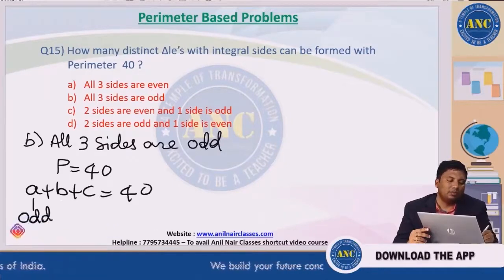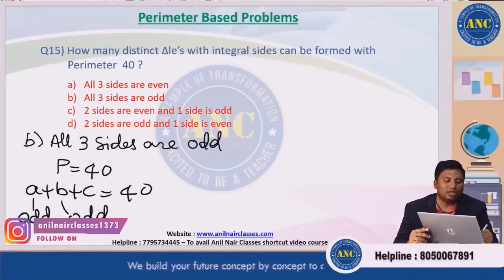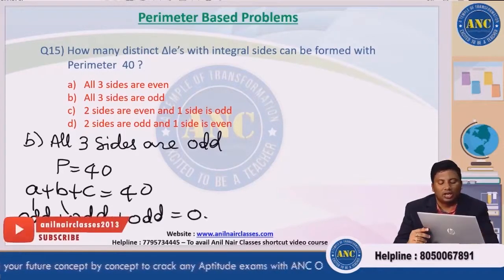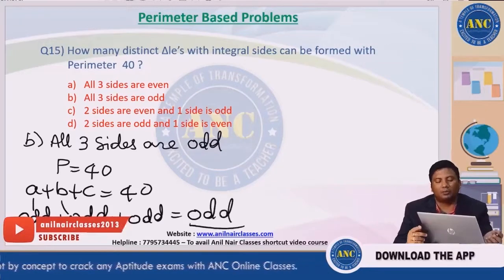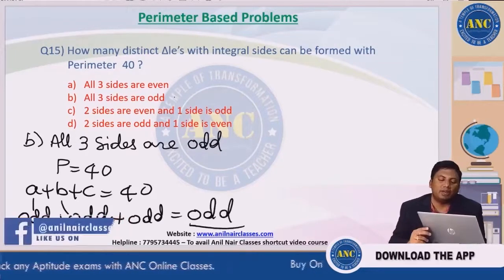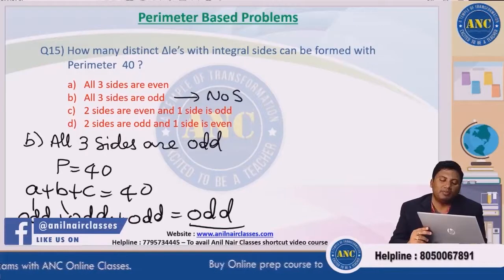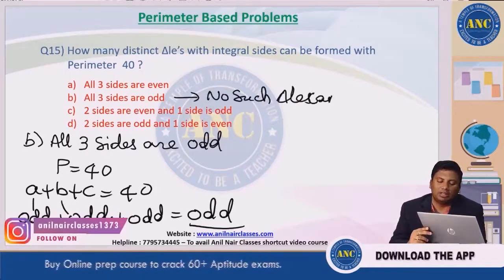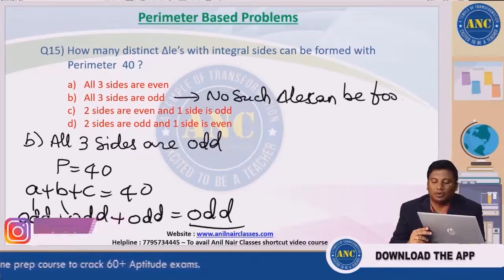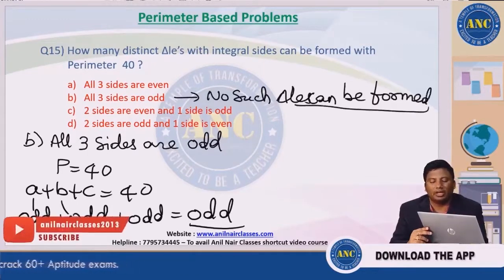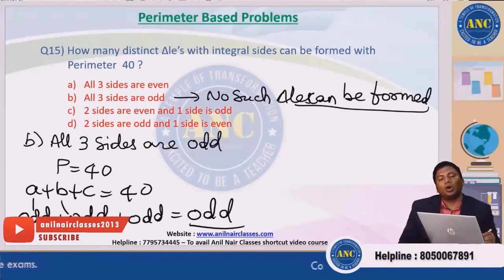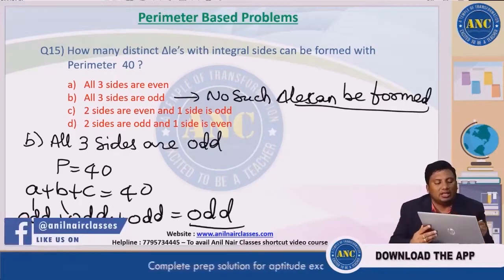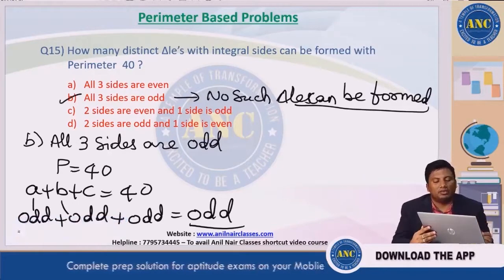A is odd, B is odd and C is odd. Odd plus odd is even, even plus odd is odd. The right hand side will be an odd number, but 40 is an even number. No such triangle can be formed with perimeter 40 and all the three sides odd. It is not possible.